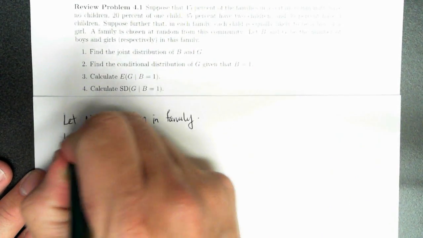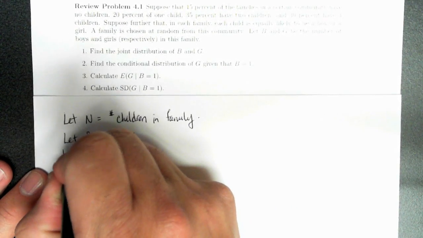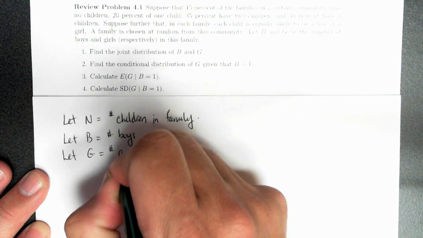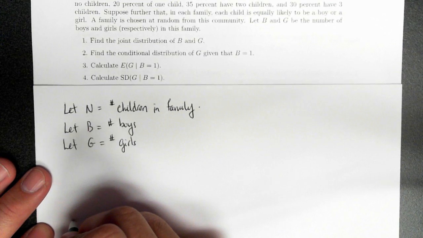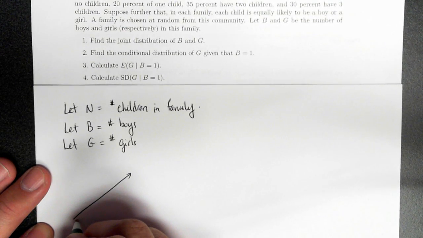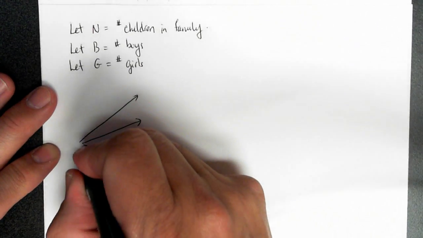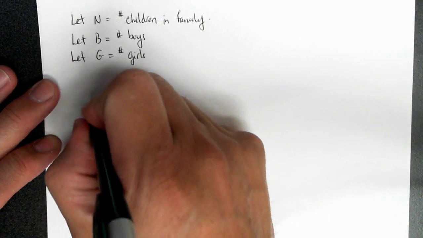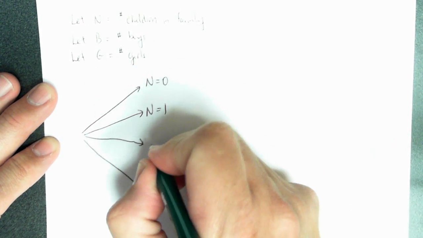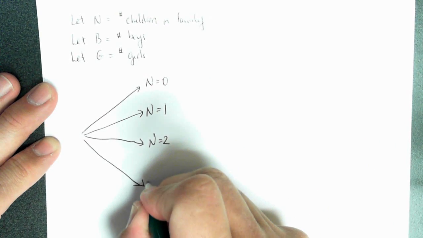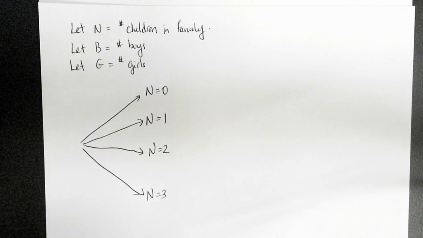And we'll also let B be the number of boys, and let G be the number of girls. Then we have four possibilities for the value of N. N could be equal to 0, 1, 2, or 3 for the number of children. And each of these has a given probability in the problem.